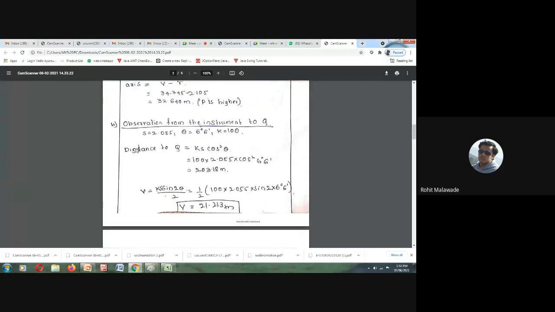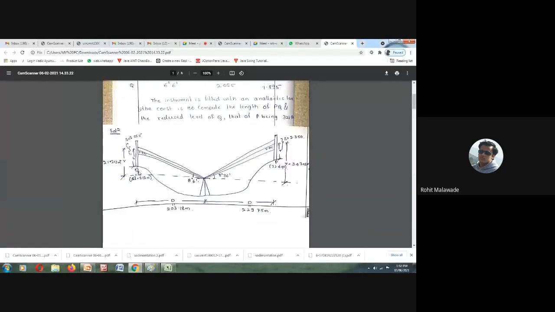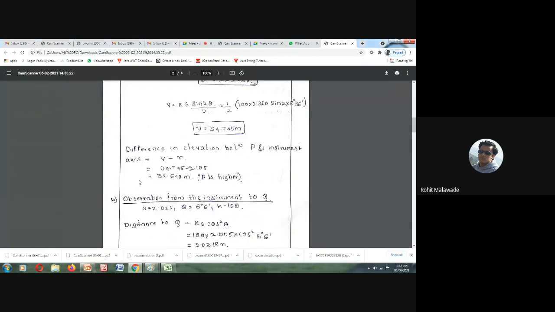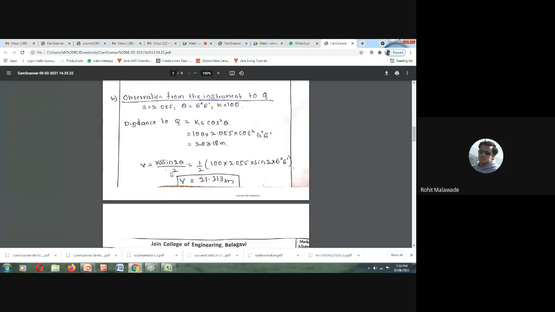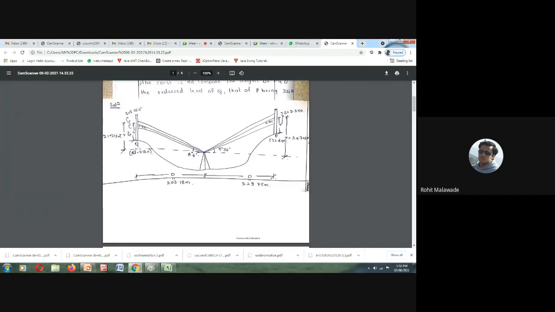Now the distance we have already determined. Now we need to determine the V value for this particular side. Vertical distance we can determine using the formula V equals K s sine 2 theta divided by 2. So we take 1 by 2 outside. K is 100, S is 2.055 into sine 2 theta, where theta is 6 degrees 6 minutes. So we have determined the V value; it comes to 21.213. What is V? V is nothing but from the line of sight.